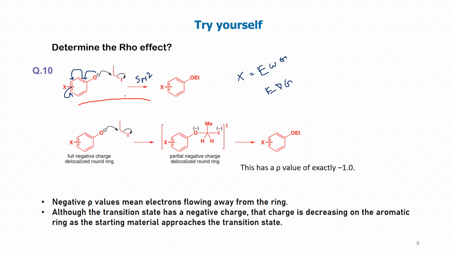Now from that you may think that if there is a negatively charged species and we are adding an electron withdrawing group, then the rho value should be positive, as we have discussed earlier. If there is a negatively charged intermediate like phenoxide or benzoate anion and there is an electron withdrawing group, usually the rho value is positive because the negatively charged species gets stabilized. But here in this case, during the reaction the negative charge is flowing away from the ring because the O minus is attacking the electrophilic center. So the negative charge is flowing away from the ring to the transition state.